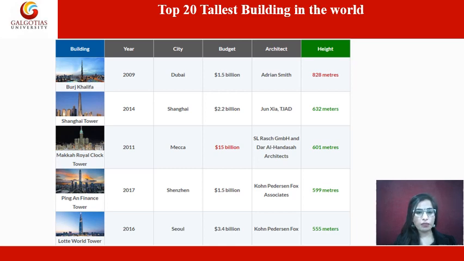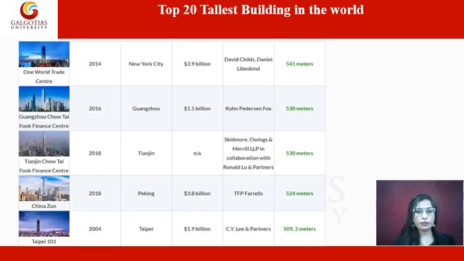And the Ping An Finance Tower, which has a 599 meter height. And the sixth tower is the Lotte World Tower. It has 555 meters in height. So these are a few of the tallest buildings. Next we have the World Trade Center, completed in 2014 in New York City. Budget is 3.9 billion. David Childs and Daniel Libeskind are the architects of this building. Its height is 541 meters.